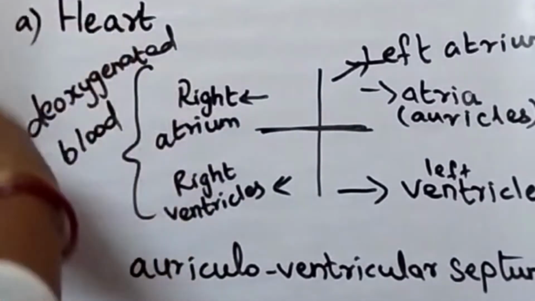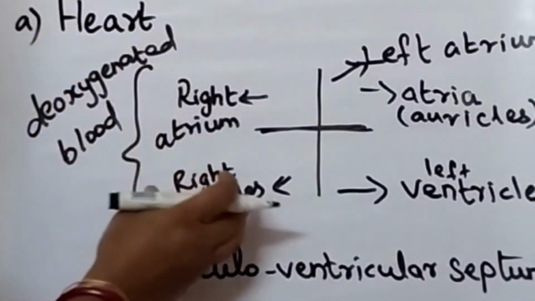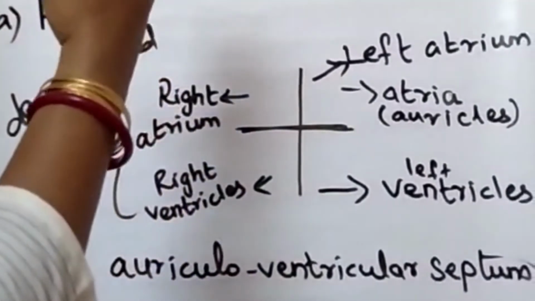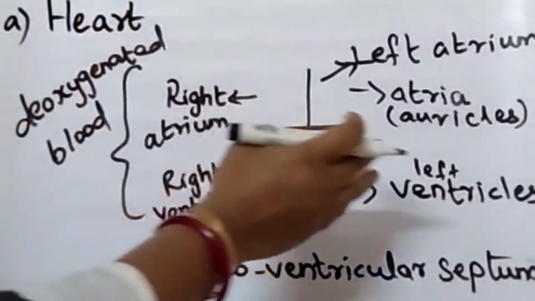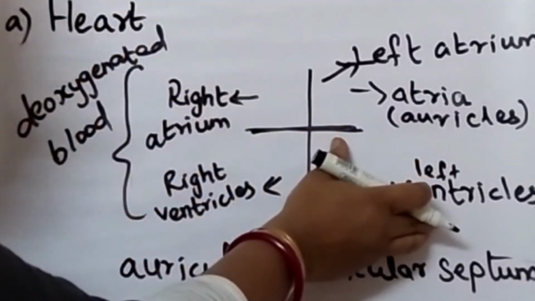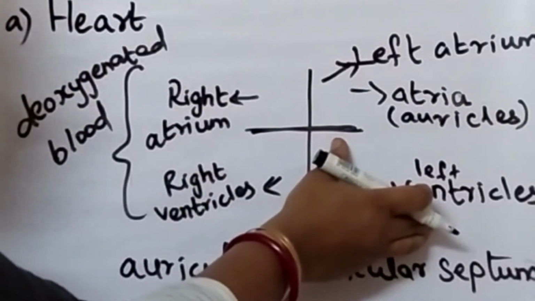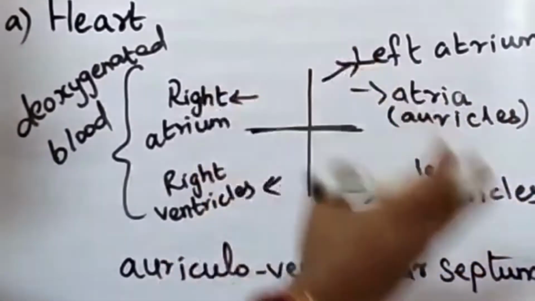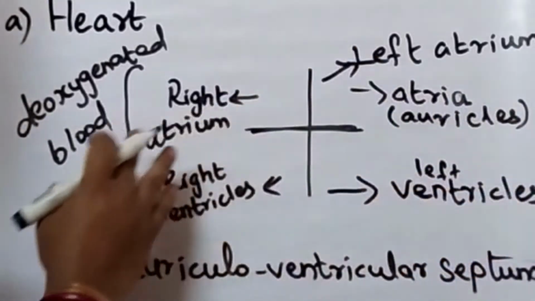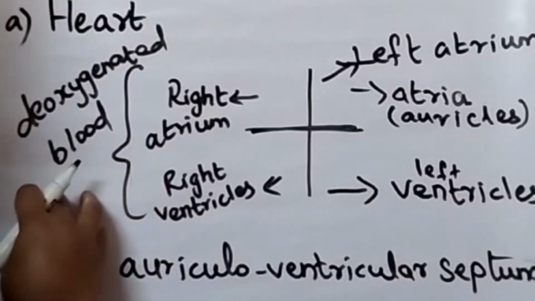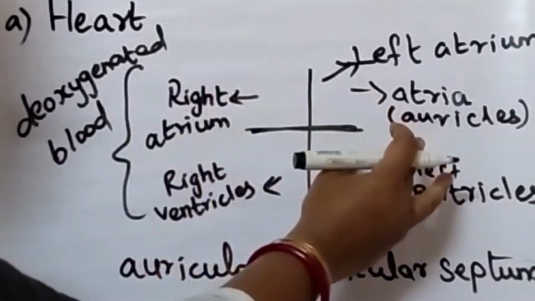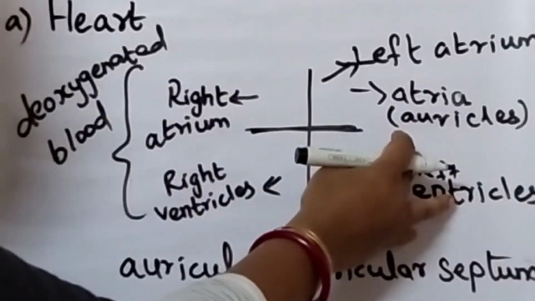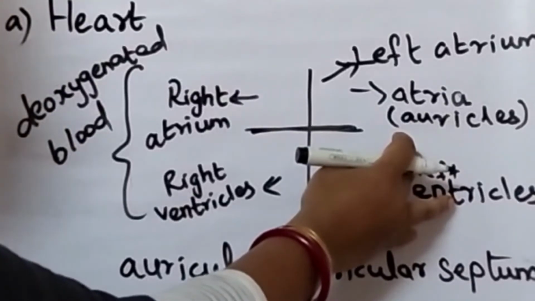Deoxygenated blood from all parts of the body comes to the right side of the heart, and it collects there, then pumps into the lungs. Okay children. This left side part of the heart collects oxygenated blood from the lungs, and it is distributed to all parts of the body. Understood children?